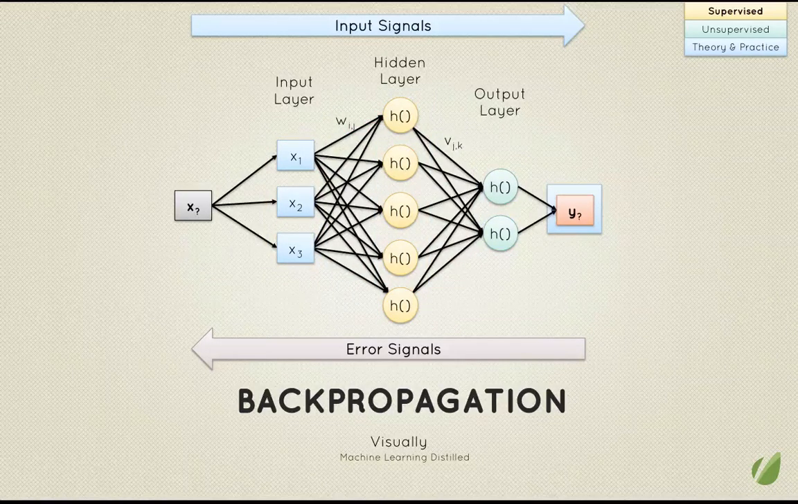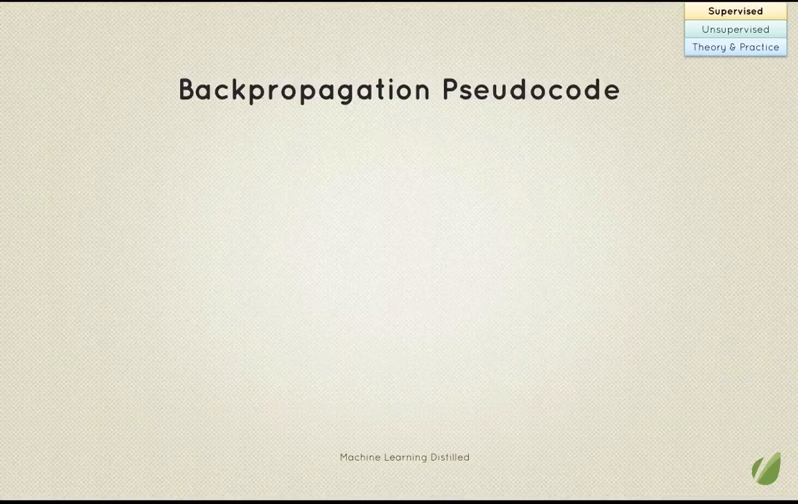And then, once we've pushed it through the network, we figure out a new error and push the error back through. And by iteratively doing this, we're able to update the weights to the correct values that will actually map our input to our output. Now let's consider the pseudocode for the backpropagation algorithm.